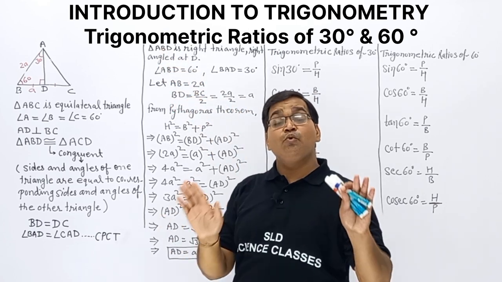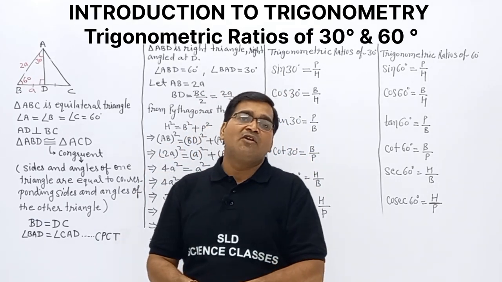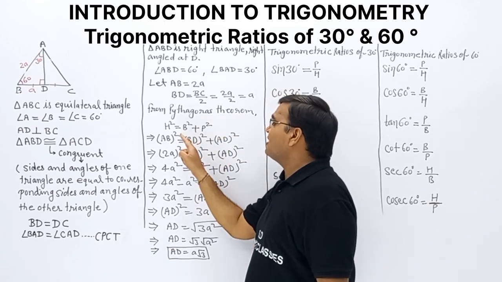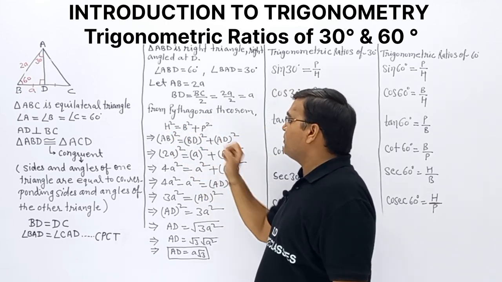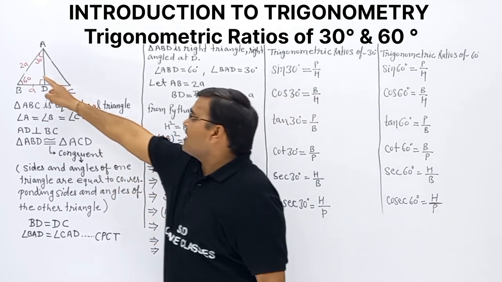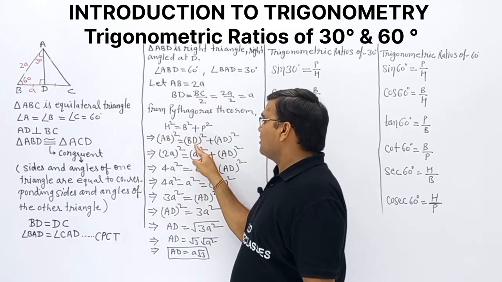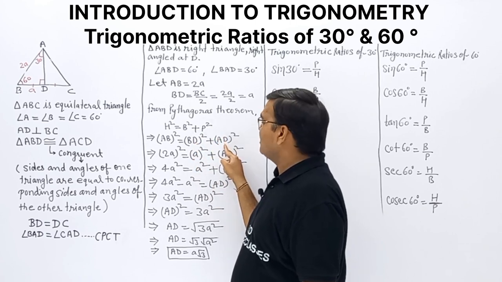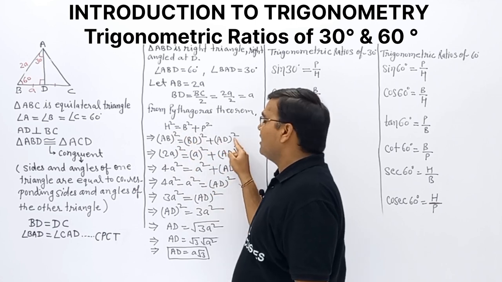Now we have two sides of this right triangle. We want a third side, so we will apply Pythagoras theorem. As per Pythagoras we know hypotenuse square will be base square plus perpendicular square. In this right triangle, the hypotenuse is AB, the base is BD, and the perpendicular is AD. So we are writing AB square equal to BD square plus AD square.